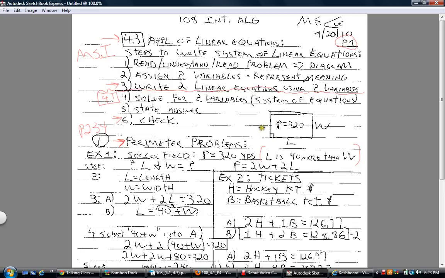Now you turn around, you come in with your MSI hat, and maybe the first thing you do is you draw a simple little diagram. You draw a rectangle. The perimeter is 320 yards. You've got length, and you've got width.